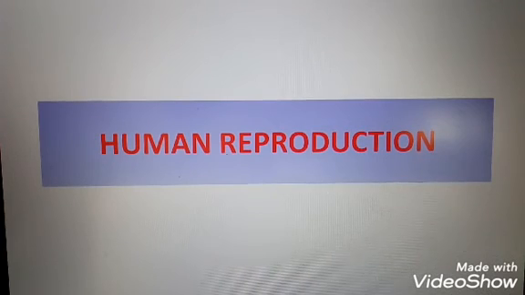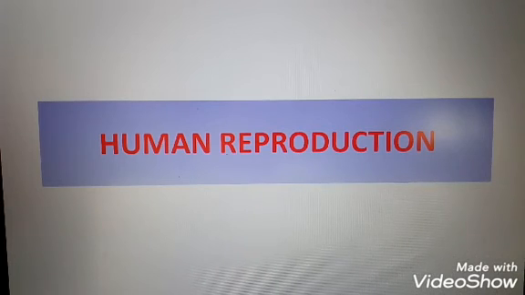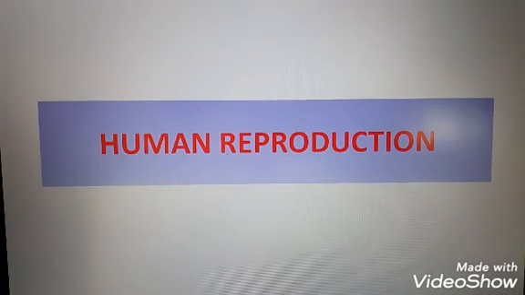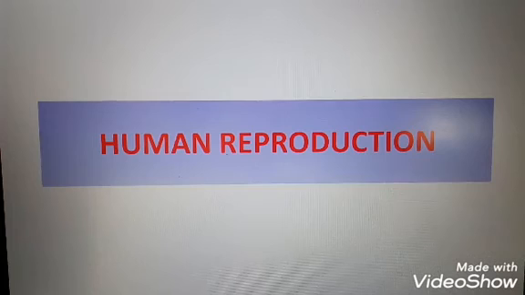The next question is, what is seminal plasma? What are its components? The accessory glands of male reproductive system secrete a fluid mixture called seminal plasma, and it's rich with fructose, calcium, and certain enzymes. Then the next question is, what is ovulation? What happens to the Graafian follicle after ovulation? The process of release of ovum by the rupture of mature Graafian follicle is known as ovulation. The Graafian follicle is transformed into corpus luteum after ovulation.